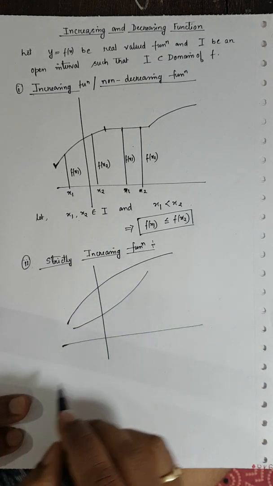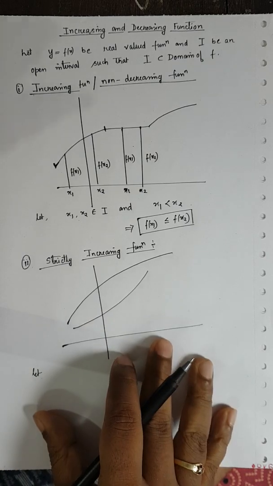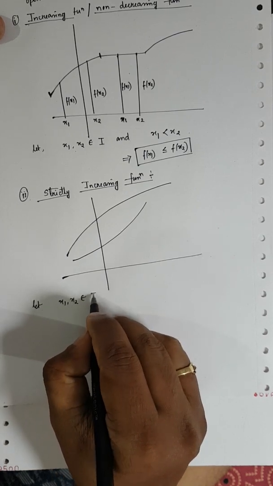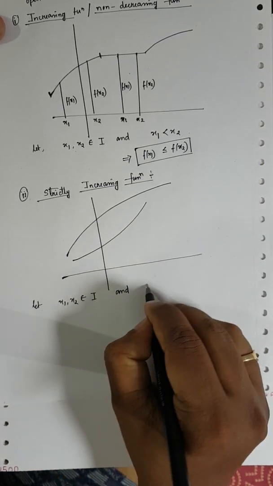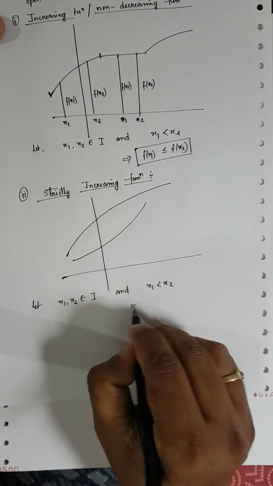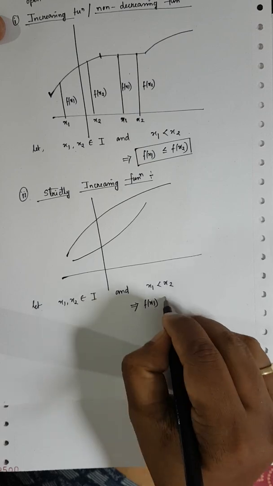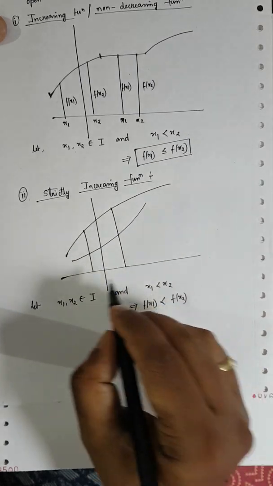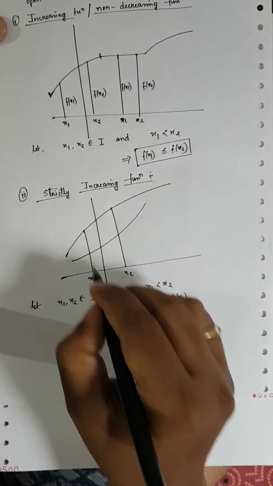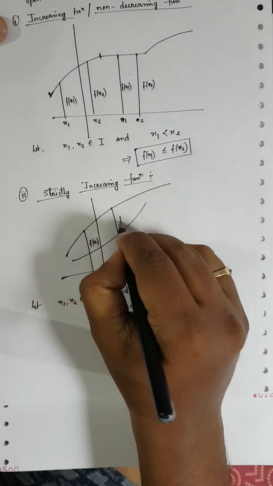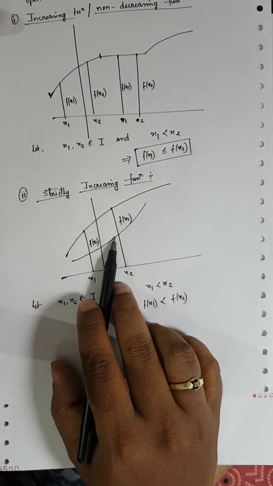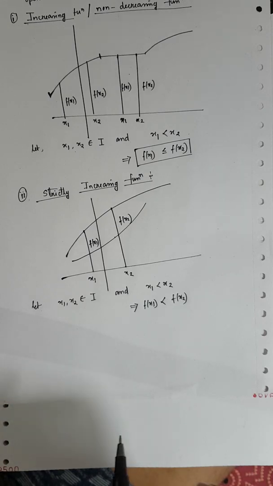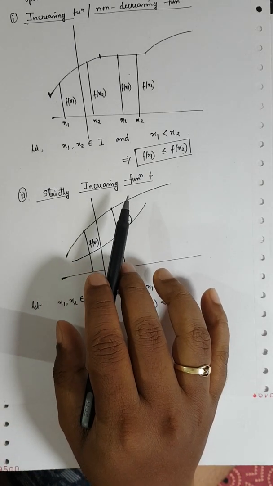In both the cases, if I choose x1, x2 belonging to the open interval I, and x1 is less than x2, it also implies that f of x1 is less than f of x2. That is, when x increases, the function f of x also increases. Here in both the cases, the values of f of x1 and f of x2 will be different, and f of x1 is less than f of x2. When x increases, the function will increase. Okay, so this is a strictly increasing function.